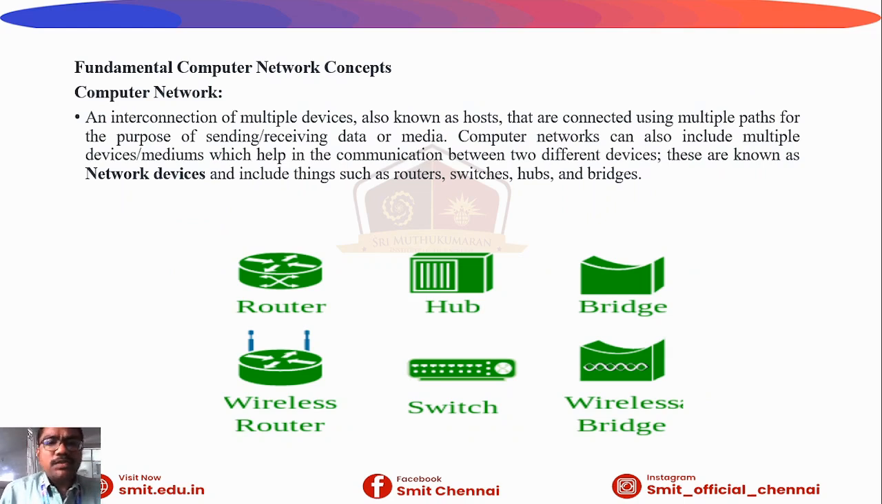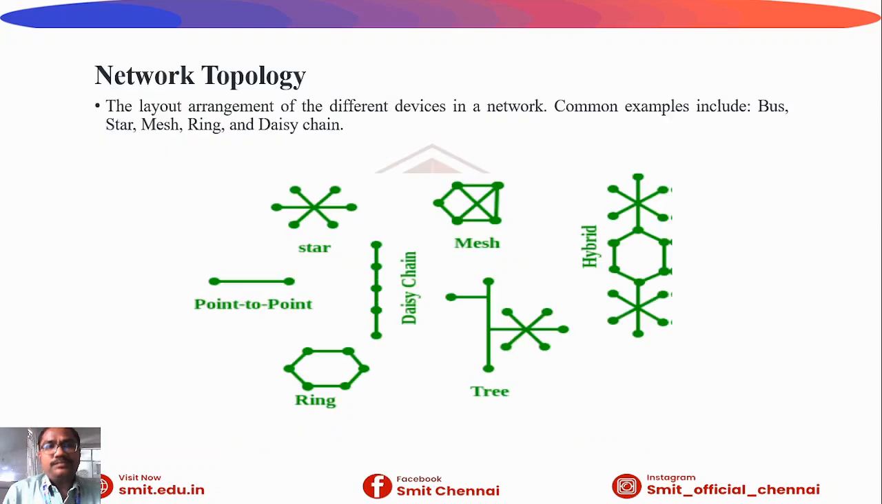Next we'll go on to what are called the fundamental computer network concepts. A computer network is nothing but systems which are connected together in a particular manner. And not only the systems, you can also connect various networking devices. You can look into this diagram. There are various networking devices available, for example router, hub, bridge, and switch.